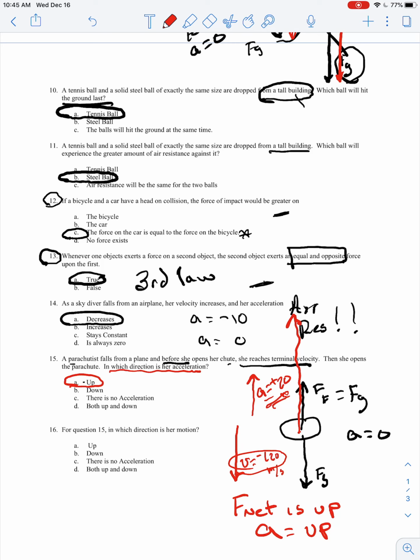And then for question 15, it says, in which direction is her motion? That is still down. Okay, when the parachute opens, she doesn't start rising. She's still falling downward, but she's slowing down.